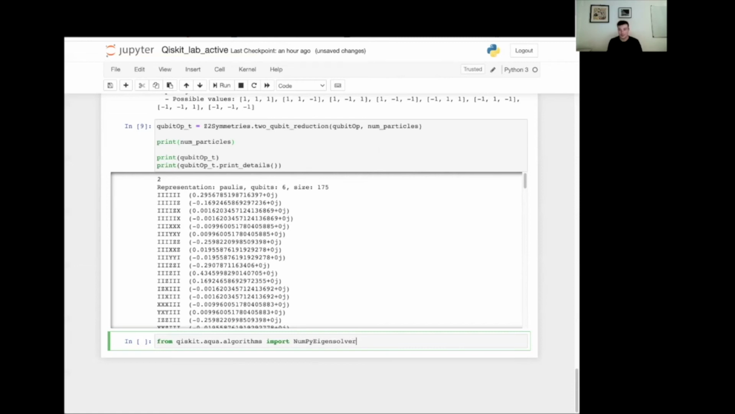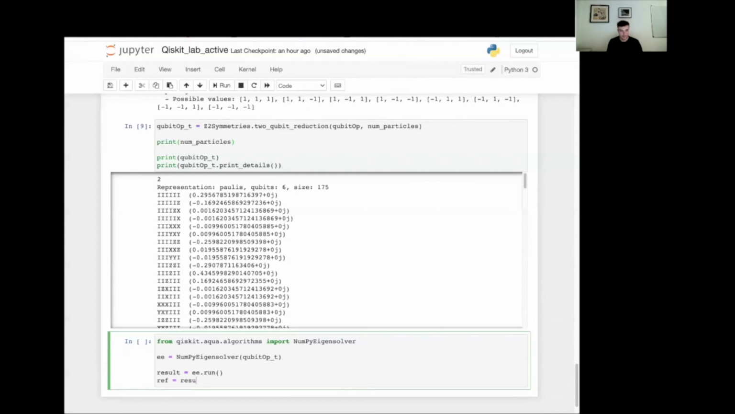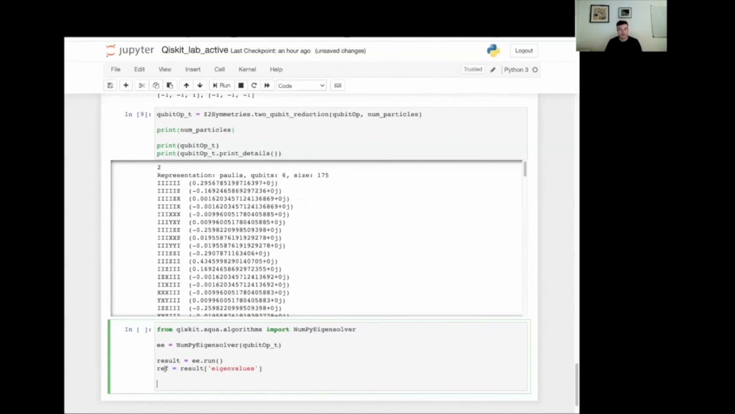So let's import the NumPy eigensolver, and then let's use it this way. Okay, let's get the result, and let's get this field of the dictionary here, which is going to be our ground state energy, and let's print it.